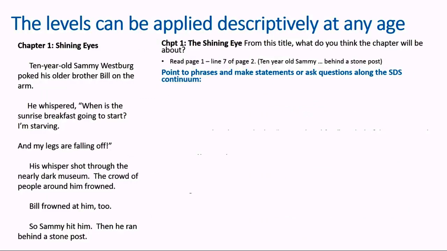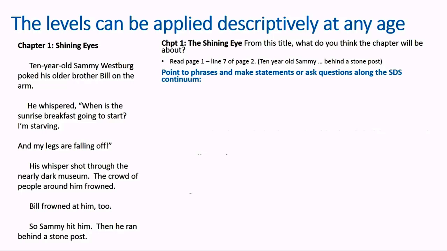All right, and also these levels can be described descriptively at any age. So this is one of the books. We're using Fiji, the Fiji Flood from the same author. This one is Chapter 1, Shining Eyes. 10-year-old Sammy Westberg poked his older brother Bill on the arm. He whispered, when is the sunrise breakfast going to start? I'm starving, and my legs are falling off. His whisper shot through the nearly dark museum. The crowd of people around him frowned. Bill frowned at him too, so Sammy hit him, and he ran behind a stone post.